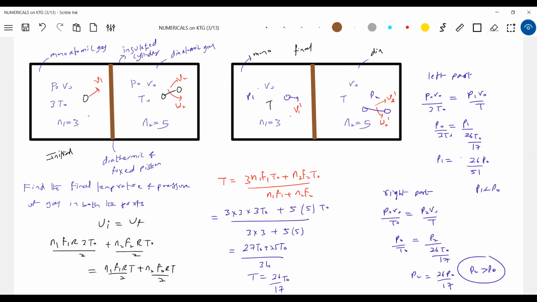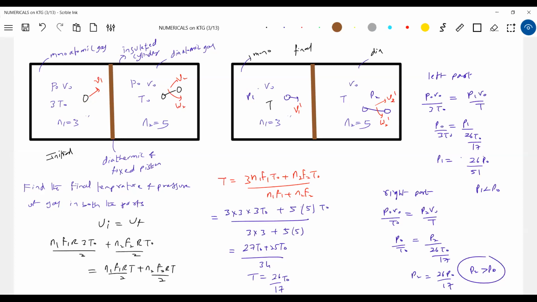Now, what will happen to the rate of collisions per unit area? Rate of collisions. Number of moles remains same. Volume of the left part remains same. Temperature decreased. So rate of collisions will decrease. So the rate of collisions per unit area in both left and right part will decrease.